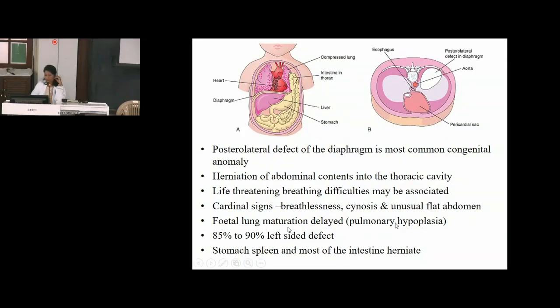So fetal lung maturation is delayed. Here, with pulmonary hypoplasia, 85 to 90% of this defect is towards the left side. Why? Because the right pleuroperitoneal canal fuses earlier than the left side. So the majority of the time the defect is on the left side.